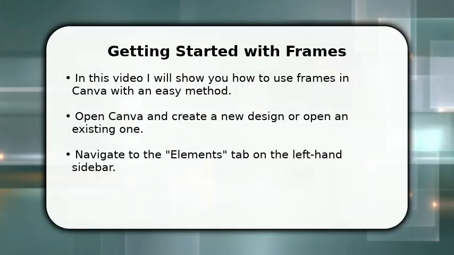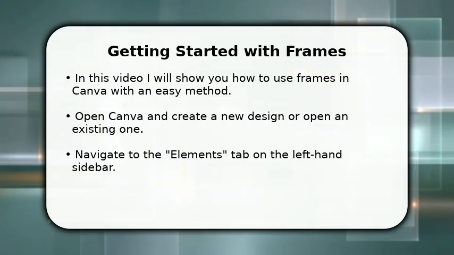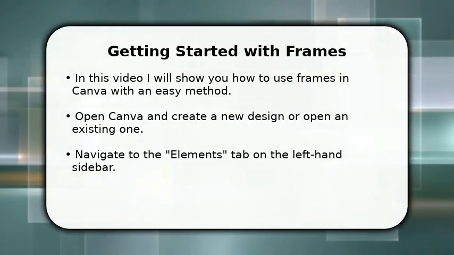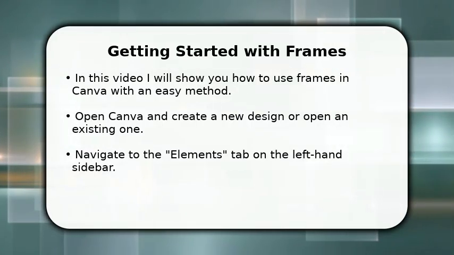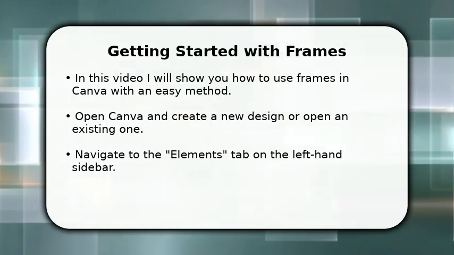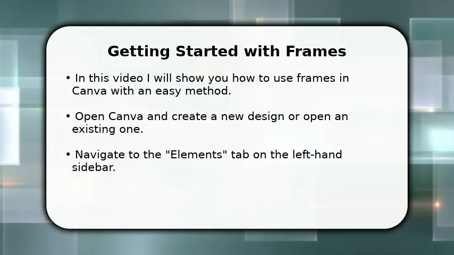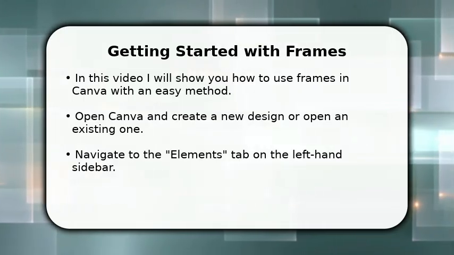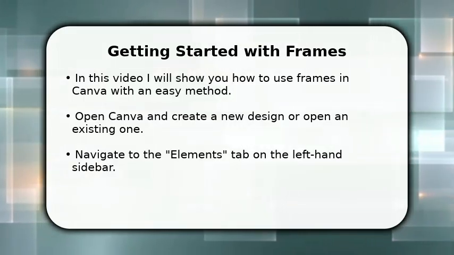In this video, I will show you how to use frames in Canva with an easy method. First, open Canva and either create a brand new design or open one you are already working on. Next, look for the Elements tab located on the left-hand sidebar of your screen. Once you are there, simply type Frames into the search bar.